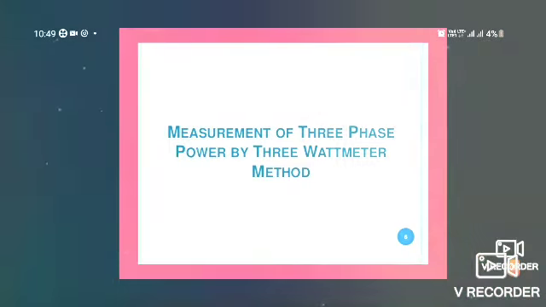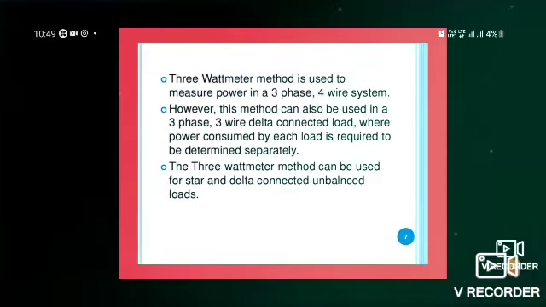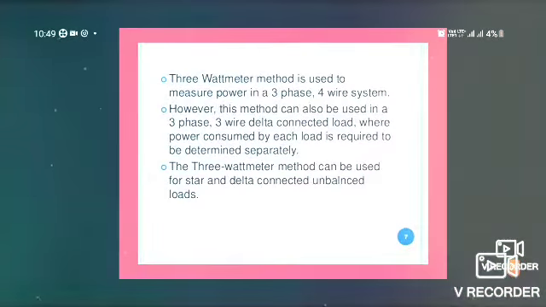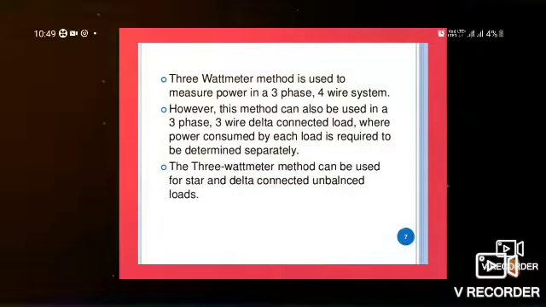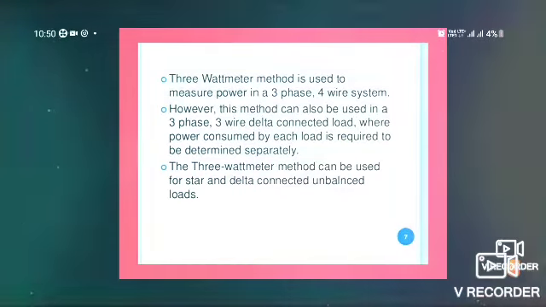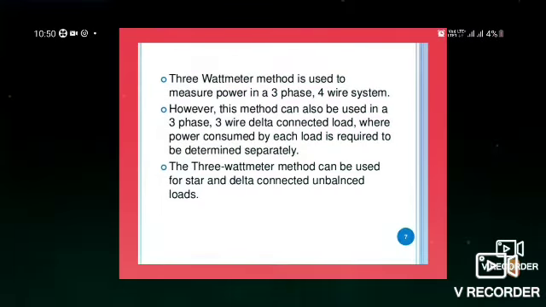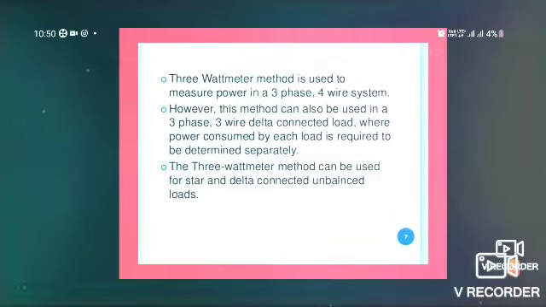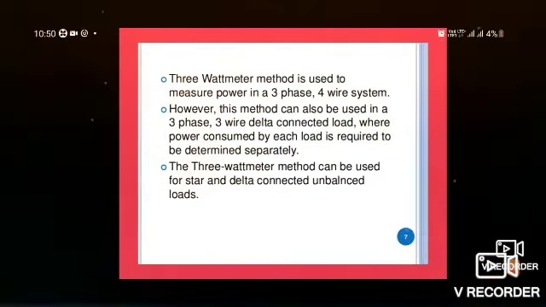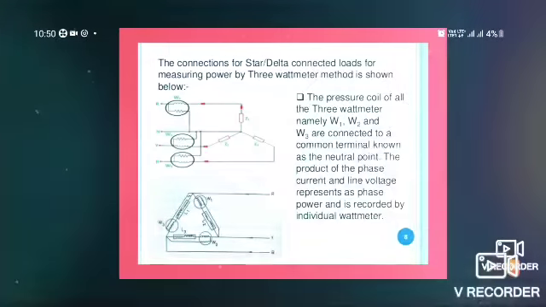Measurement of three-phase power by the 3 wattmeter method. The 3 wattmeter method is used to measure power in a 3-phase 4-wire system. There are 3 phases and 1 neutral wire. However, this method can also be used in a 3-phase 3-wire delta connected load where power consumed by each load is required to be determined separately. The 3 wattmeter method can be used for star and delta connected unbalanced load also.